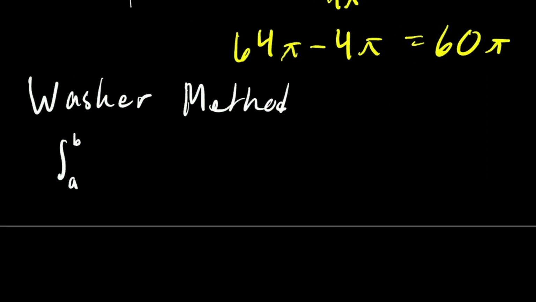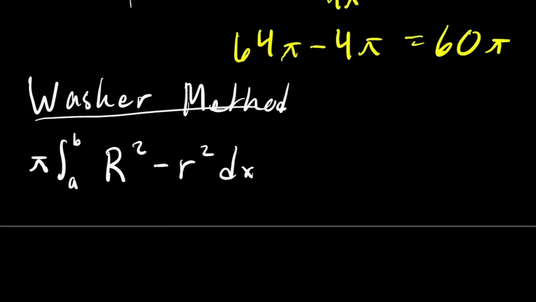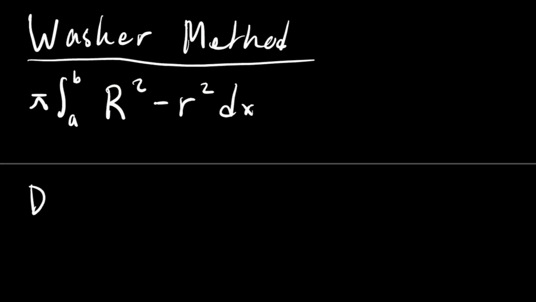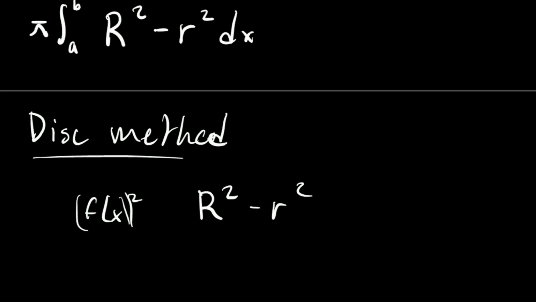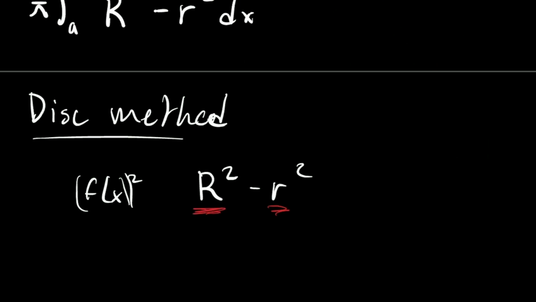Integral from a to b. Don't forget the pi. I've been doing that often. Of f. Oh, sorry, went back to disk method. Of big r squared minus little r squared dx. So it's the same idea as the disk method, where instead of it being f of x squared, it's r squared minus little r squared. So this little r represents our hole, and the big r represents the space, the actual volume of the shape.